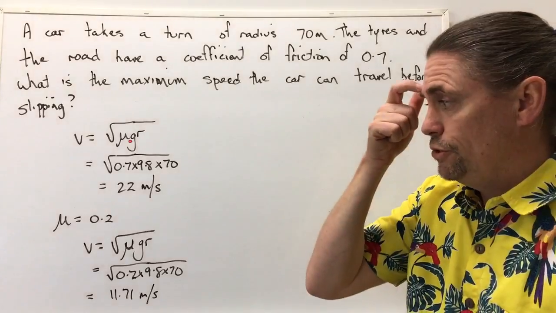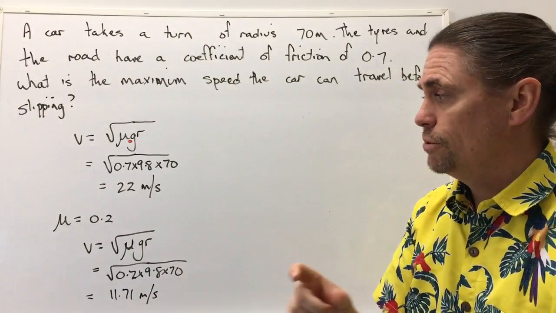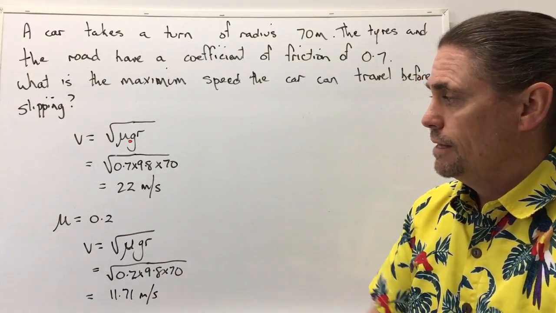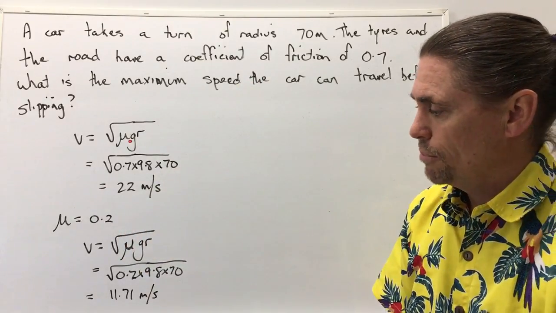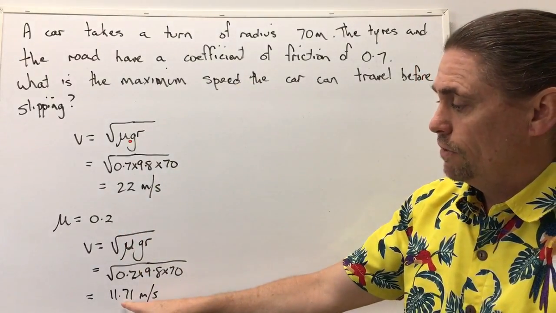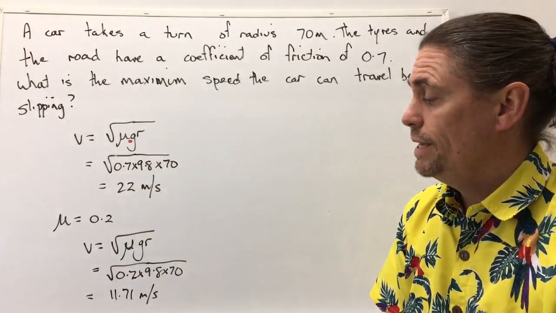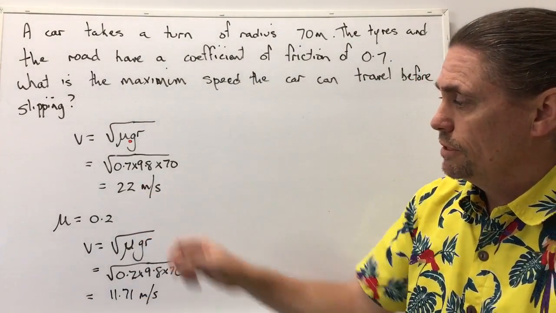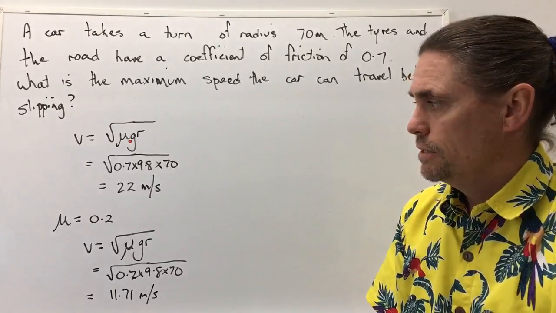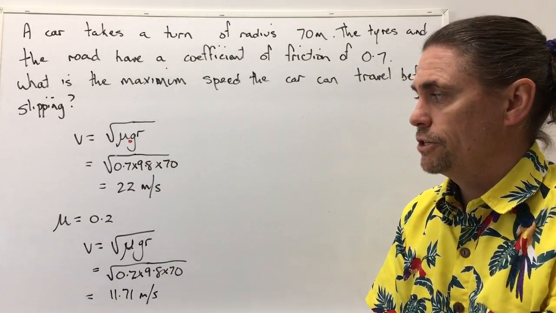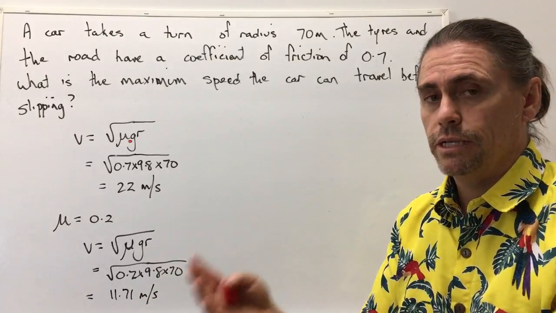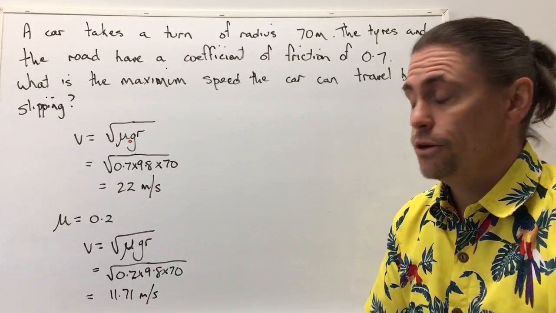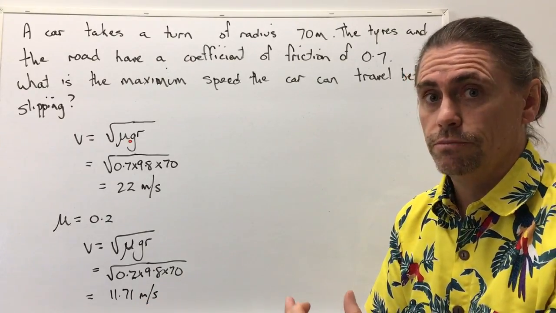Now what happens if we reduce this coefficient of friction between the road and the car? Let's say we go from 0.7 to 0.2. Once again we go through the same process and we find that our maximum velocity before we get slippage has been reduced by half. So as that coefficient of friction decreases, we gradually get down to a point where we'll get slippage with virtually no speed at all.